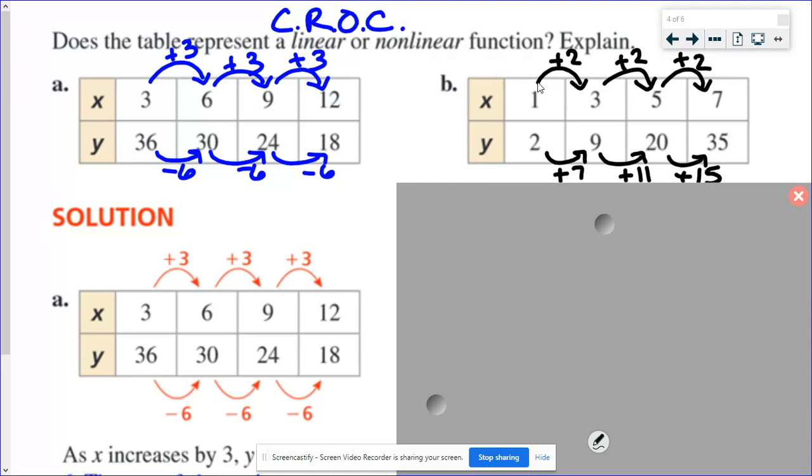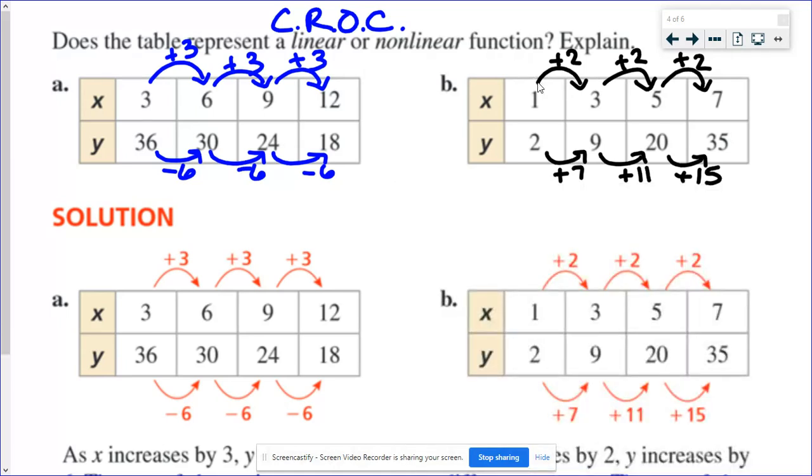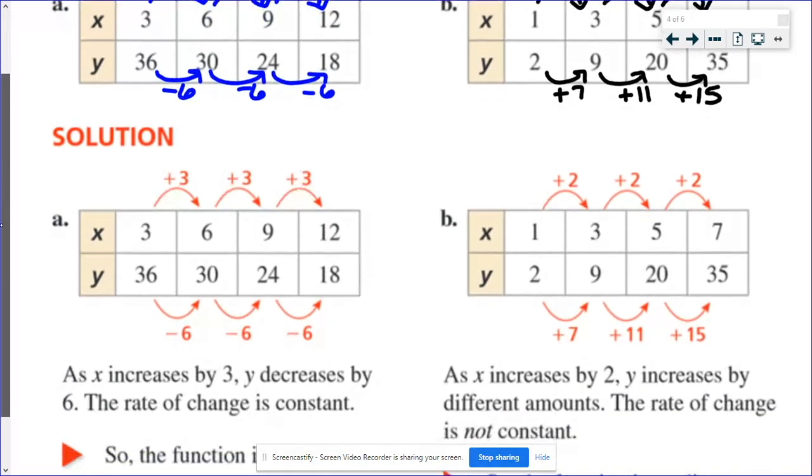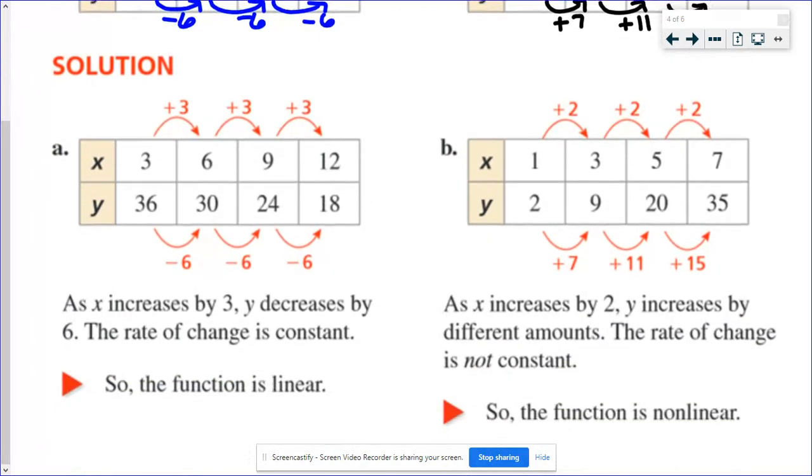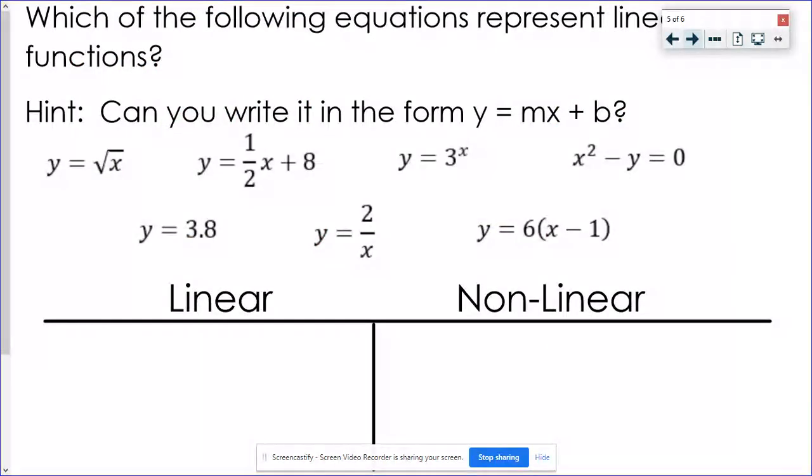There is a pattern. Every time, the amount that's being added is increased by 4, but it's not the same thing every time, so it's not a constant rate of change. Because this doesn't have a constant rate of change, it's nonlinear. Again, if you wanted to graph this, you certainly could, but you would see that this would not be a straight line because those y's are not increasing consistently.